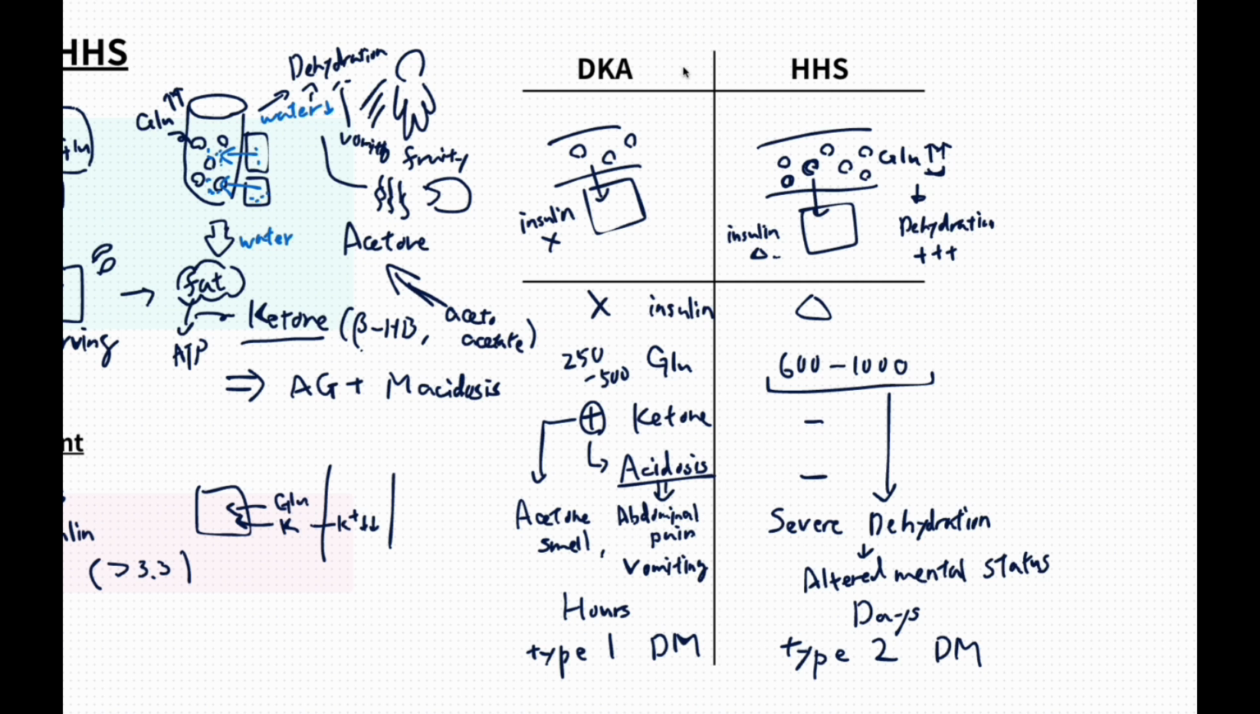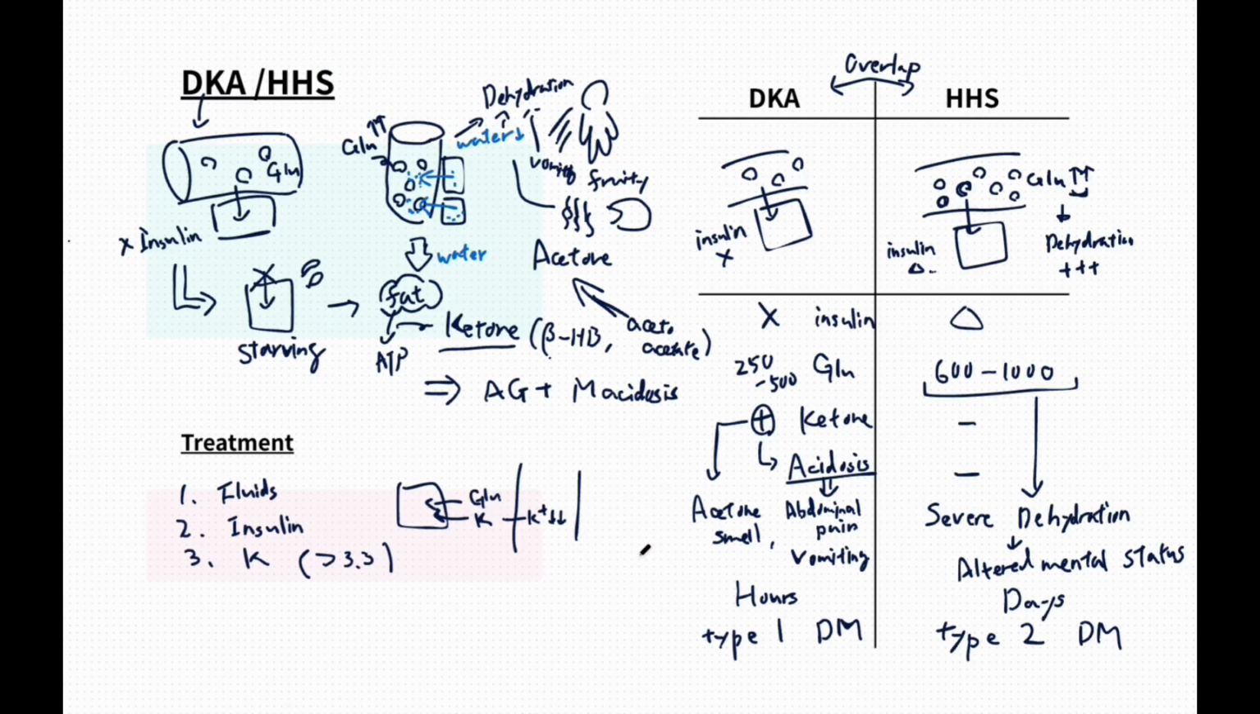And remember, in practice, overlap is common. Many patients show features of both, and in those cases, we treat the acidosis first, like DKA. Keep this simple schematic in your mind whenever you evaluate a hyperglycemic crisis. Once you understand the mechanism, the management becomes clear.